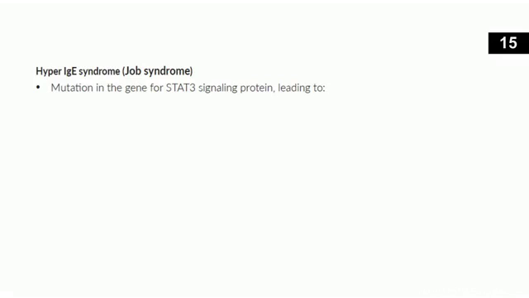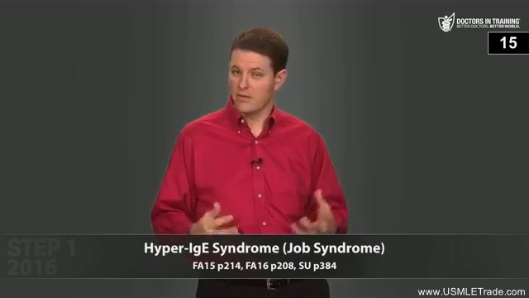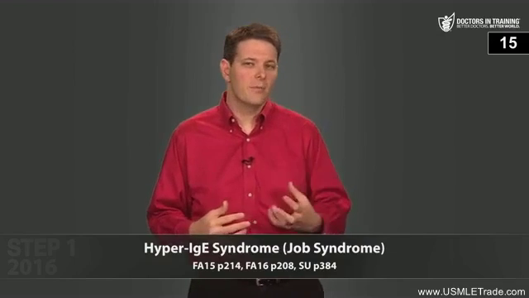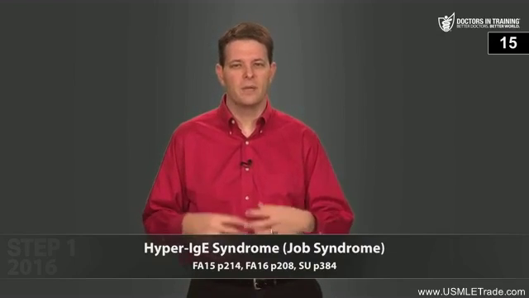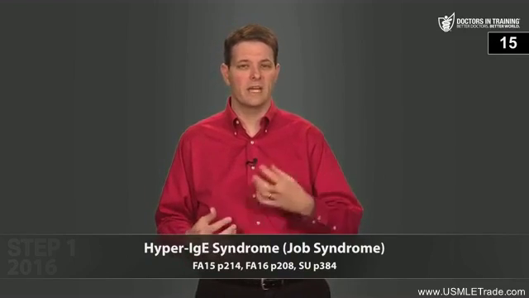And this leads to two main immune system problems: impaired differentiation of T helper 17 cells and impaired recruitment of neutrophils. And we haven't talked about T helper 17 cells because they aren't very well understood and because they aren't high yield for step 1. But T helper 17 cells live in the mucosa and they produce cytokines that recruit neutrophils to fight opportunistic infections like staph and candida.